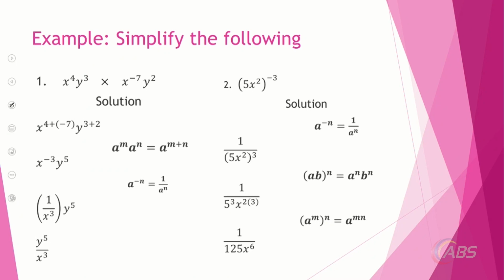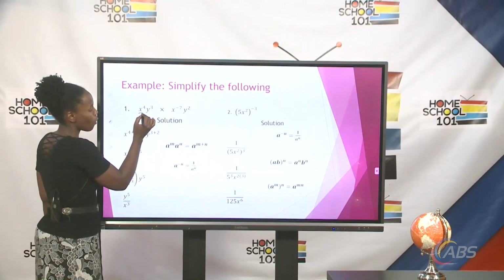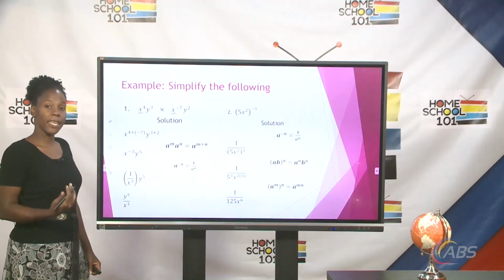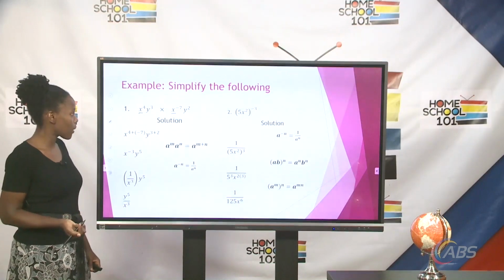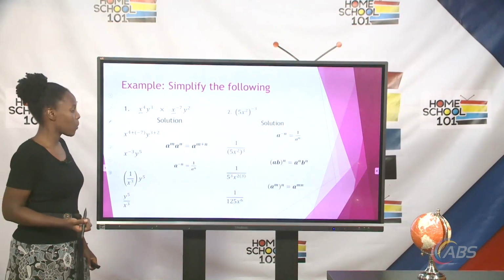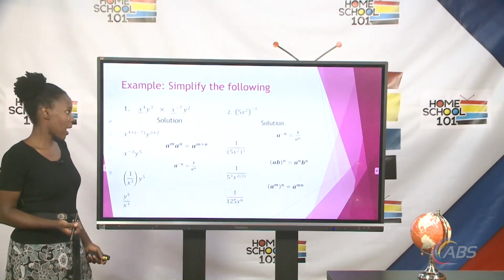So the first, we're given x to the power 4 times y to the power 3, and we're multiplying that by x to the power negative 7 times y to the power 2, or y squared. So essentially what we would need to do, we have two variables, x and y. We would have to group the variables and simplify each variable using the rules of exponents. So essentially, we're multiplying. Once we're multiplying and the base is the same, all we need to do is to add the powers.